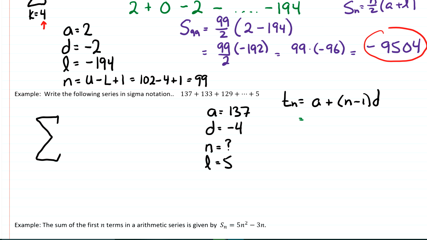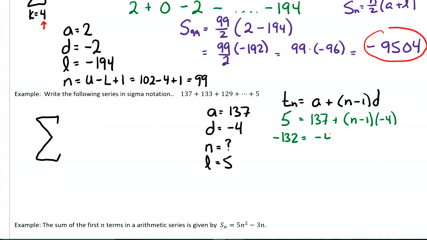I'm going to erase this part. And so I know my last term is 5. My first term is 137. And I'm adding n minus 1 multiplied by a common difference of -4. So be careful about that negative there. So I'm going to take 5, I'm going to minus 137. So 5 minus 137 is -132.